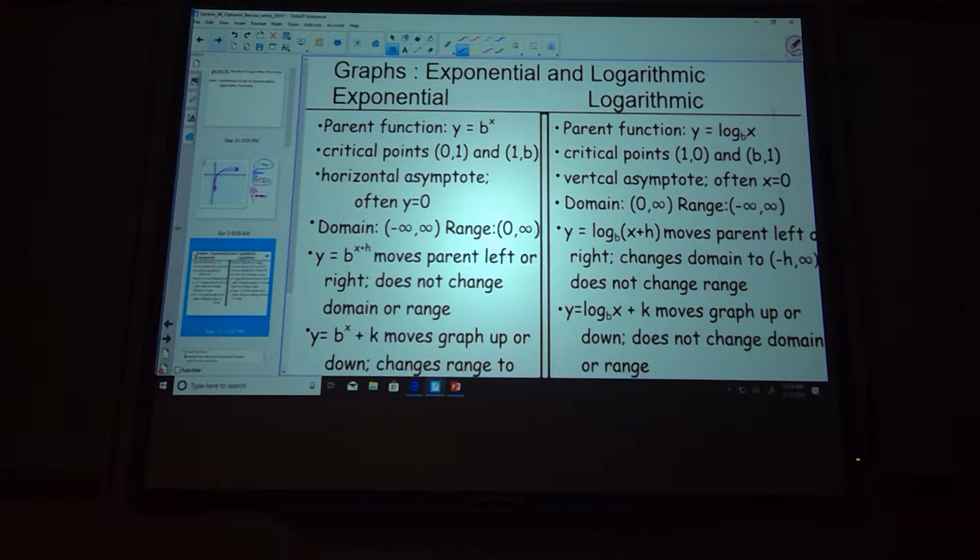Domain for exponential, negative infinity to positive infinity, where range is 0 to infinity. And look at the domain and range of the logarithmic. They're flip-flopped, so the x, y. And then if I have b raised to the x plus h, it moves left, right. It does not change the domain and range. If I have log base b of x plus h, it often will move right or left. And look at how the domain changes. And then that's about everything we can talk about with these.